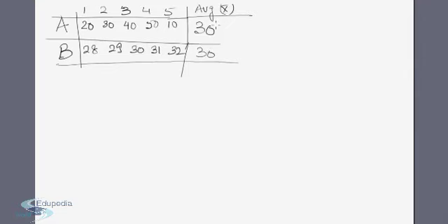Now if we represent the marks of both these students with these figures alone, it would appear that they have scored the same marks, but it is not so. We see that the marks of student B are very close to each other, ranging from the lowest being 28 and the highest being 32, whereas for student A, the case is different. It starts from 10 being the lowest and 50 being the highest.